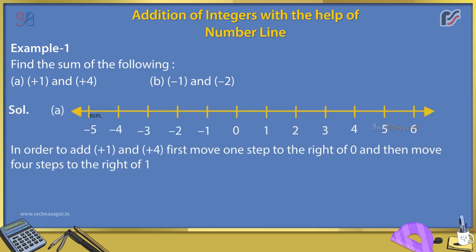In order to add +1 and +4, first move one step to the right of 0 and then move 4 steps to the right of 1. Thus, 1 + 4 is equal to 5.